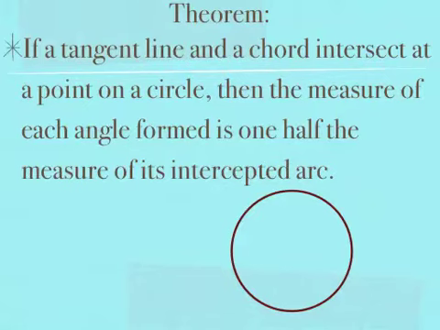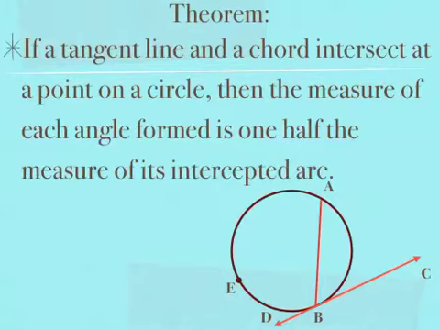So notice I have a circle on the screen. I'm going to draw one chord and one tangent line, and this chord and this tangent line intersect at a point on the circle. I'm going to go ahead and label some points on this diagram. Notice that the chord and the tangent line are forming two different angles. They're forming angle ABD and angle ABC.